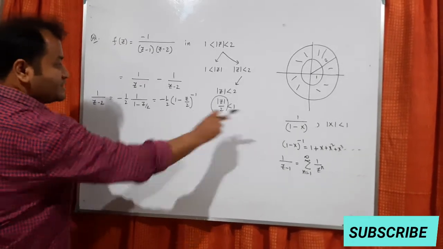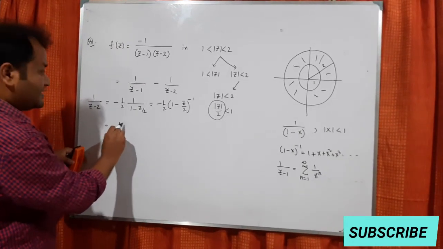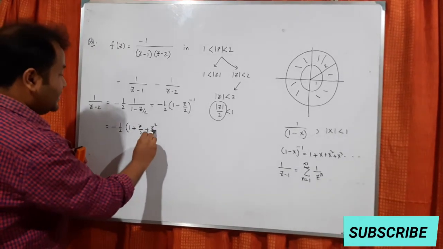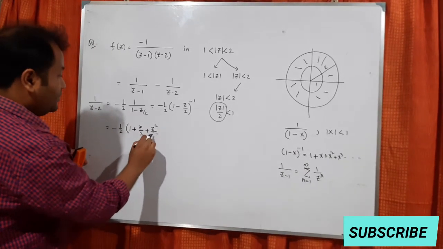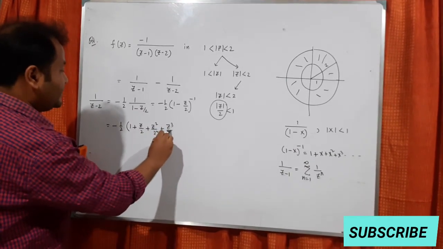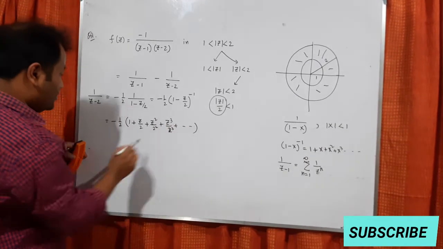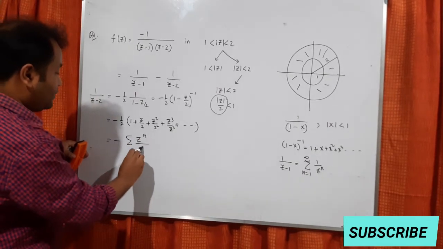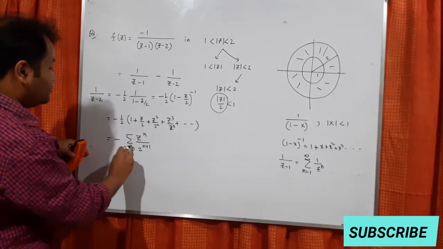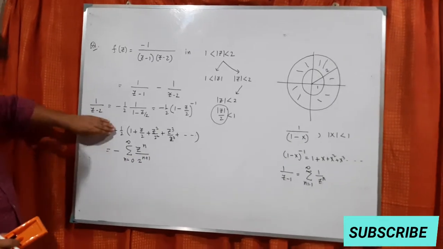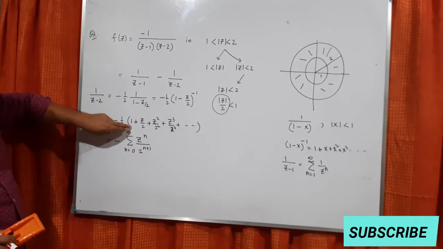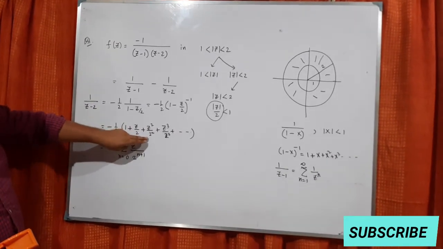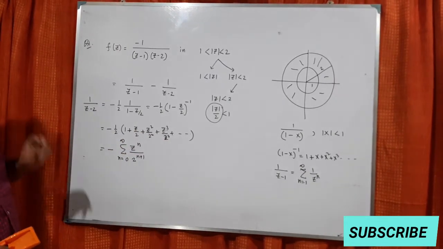Now again the 1 minus x to the power minus 1 formula. So this will be minus half times 1 plus z by 2 plus z square by 2 square plus z cube by 2 cube and so on. So minus, I can write summation z to the power n by 2 to the power n plus 1, n equals 0 to infinity. Because with the minus, the first term will be half, second term z by 2 square, third term z square by 2 cube and so on.